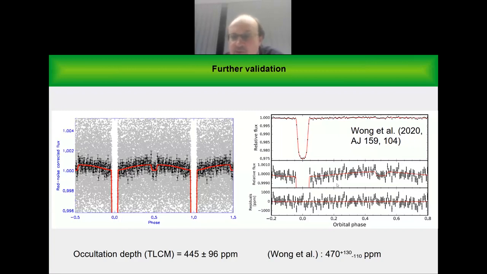They used an absolutely different noise treatment, and they found a 470 plus 130 minus 110 ppm occultation depth. So I would say that these two are quite compatible with each other. Also, the error bars are relatively similar. So I would say that the code is validated.